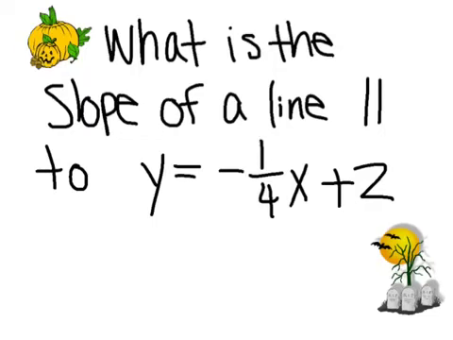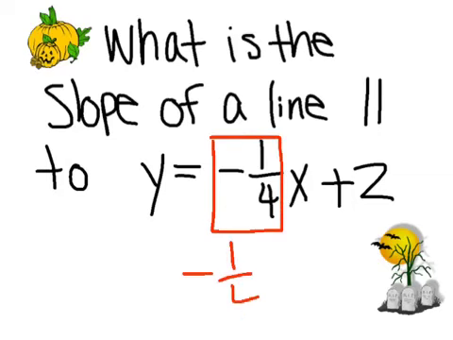Practice problem number 1. Bring it up and drop it off. The slope of a line parallel to y equals negative 1/4 x plus 2. What's our answer? Negative 1/4. That's right. It's going to be the same as the slope of this line.